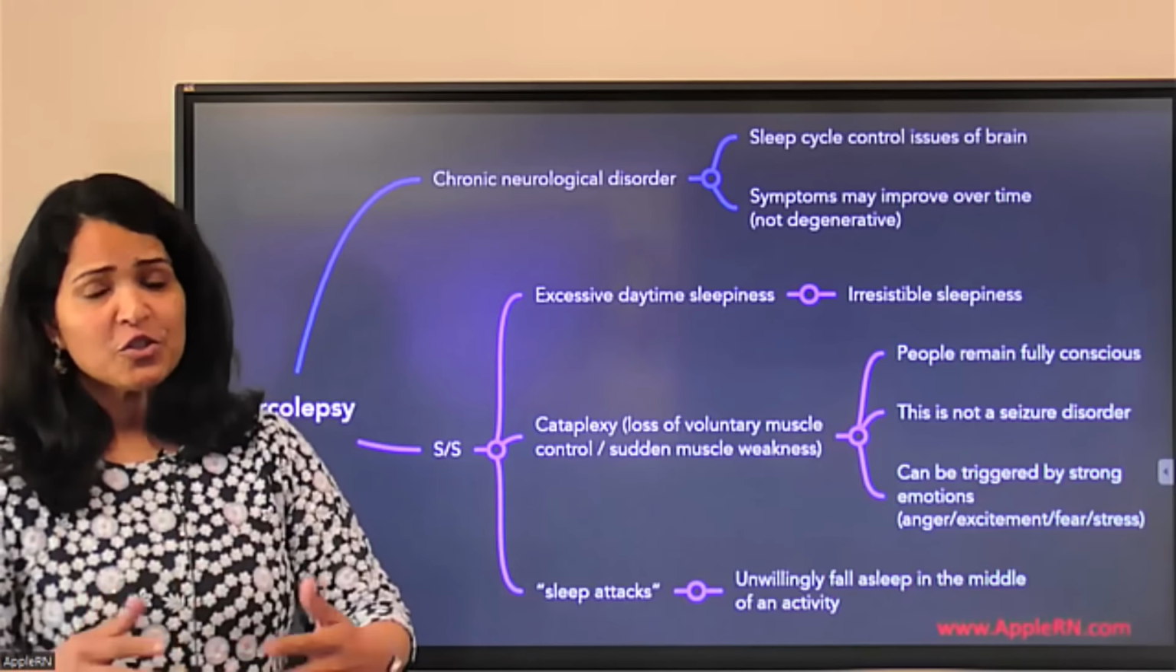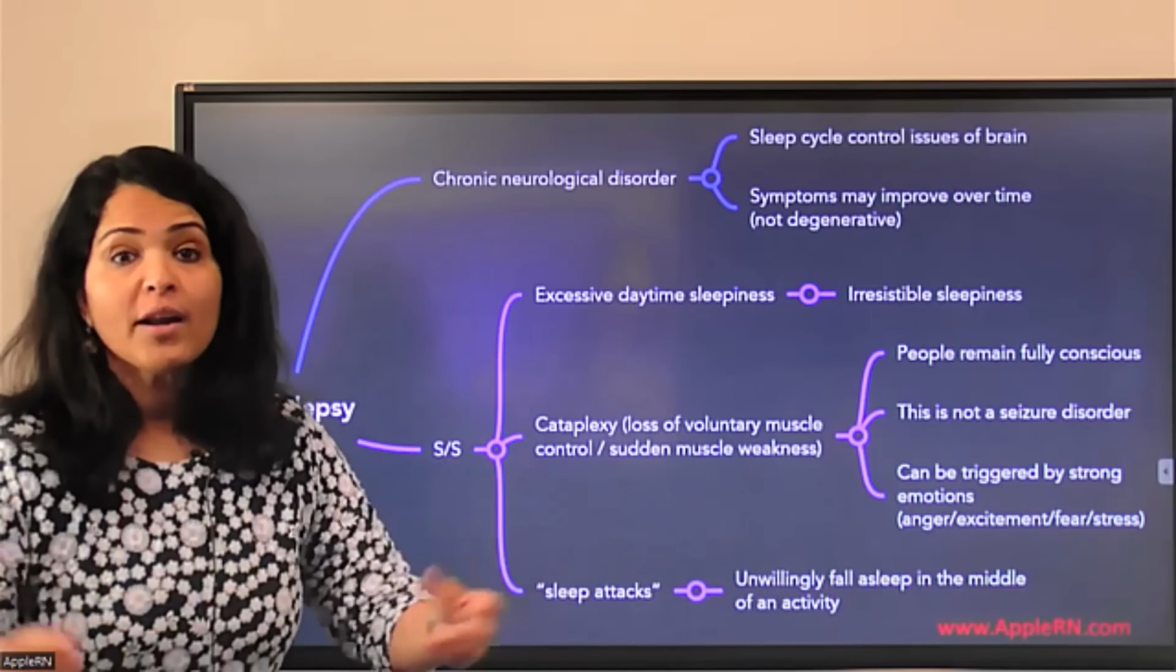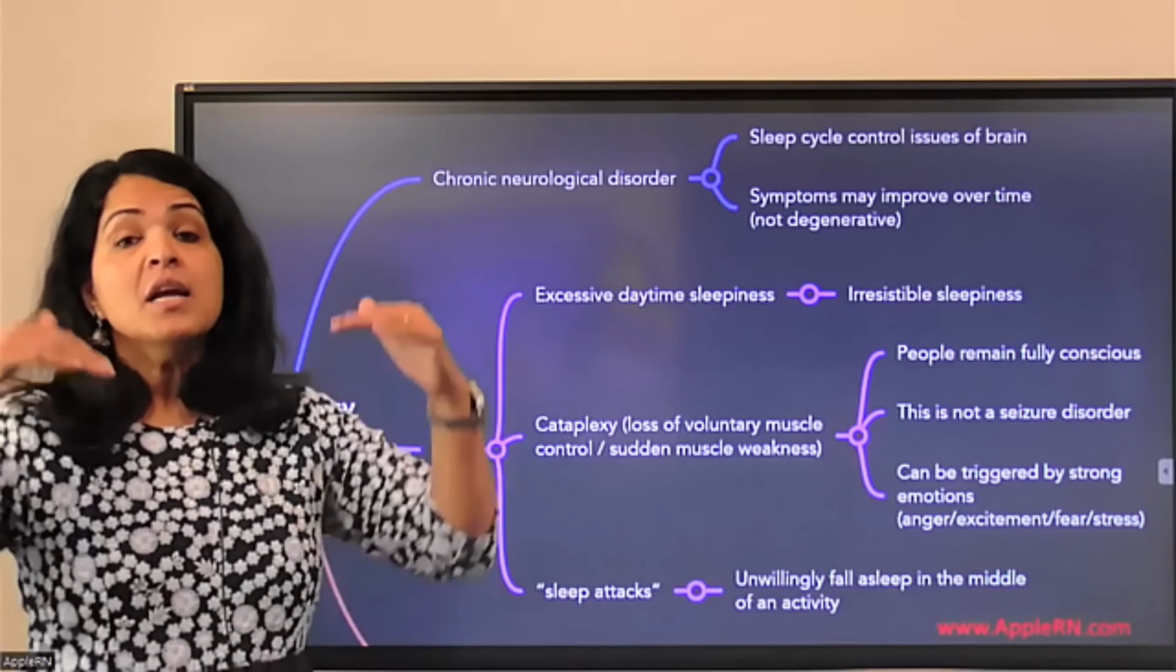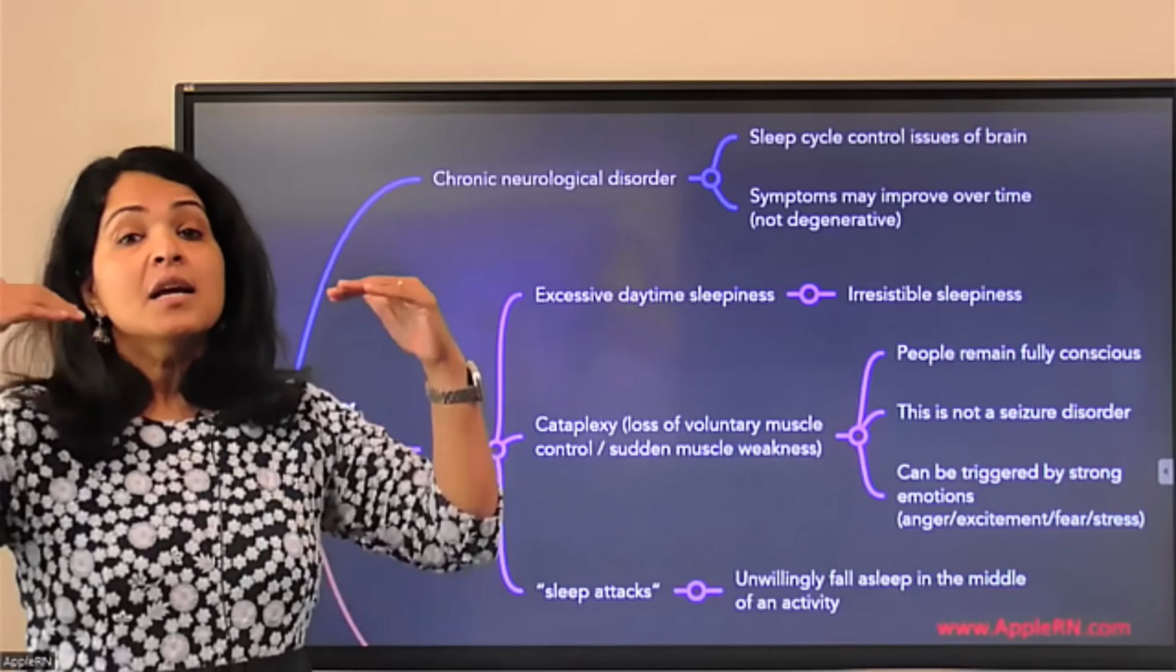What is actually going on is excessive daytime sleepiness. We all sleep, but we wake up refreshed, right? And then we don't go to sleep unless we really want to. But these people may have excessive daytime sleepiness, irresistible sleepiness. They may even be talking to you and in between they may go to sleep. They might be walking, driving, typing, or doing something, and in between they cannot resist, they just go to sleep.